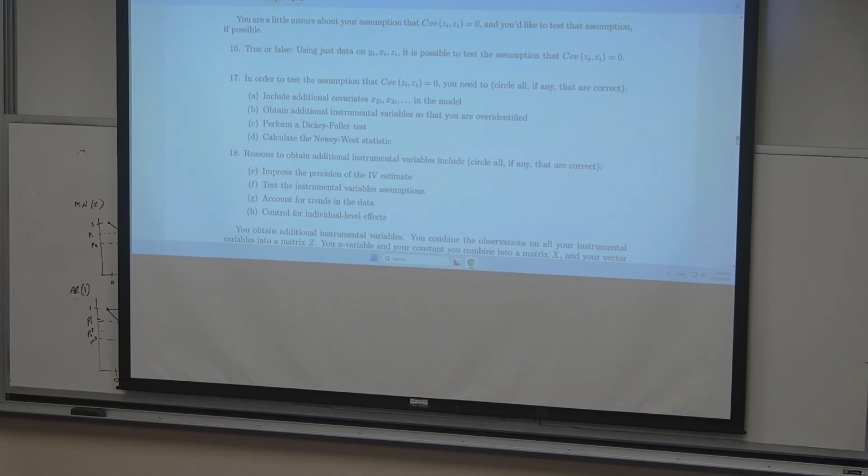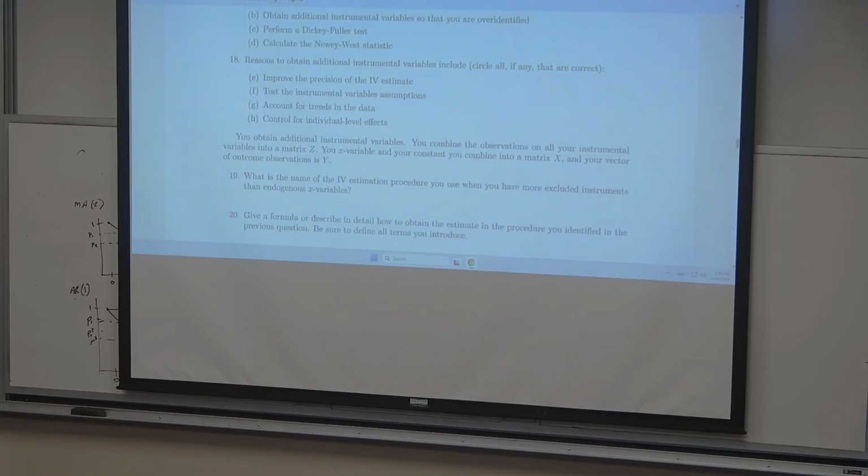Well, you need to be over-identified in order to do any test, right? I go to Stata, covariance z epsilon, see what it spits out. No, right? By construction, the covariance between z and your residuals is going to be 0. That's how OLS works. That's not a way to test exogeneity, right? So using data on just y, x, and z, you cannot test that assumption. In order to test this, you need to obtain additional instrumental variables so that you're over-identified. What you guys just said.